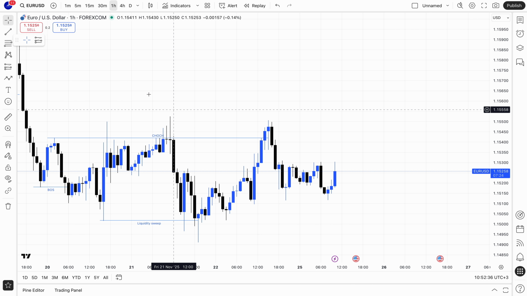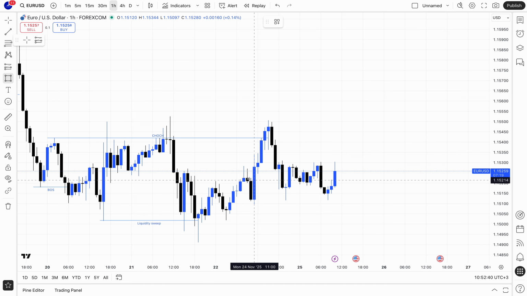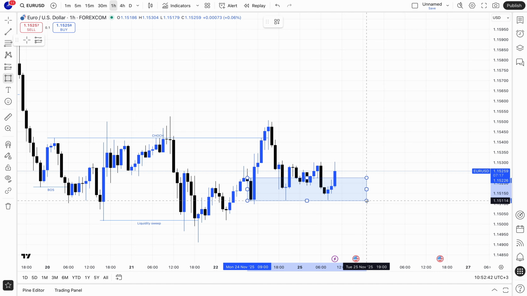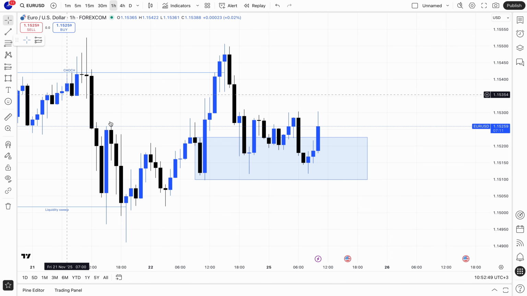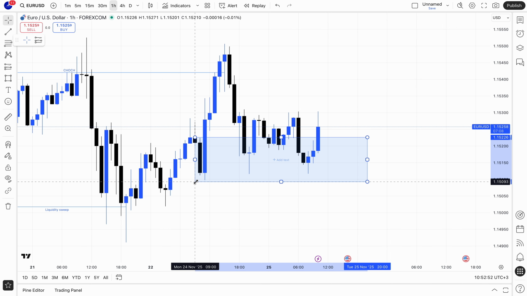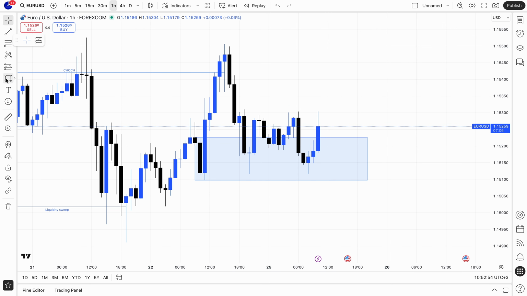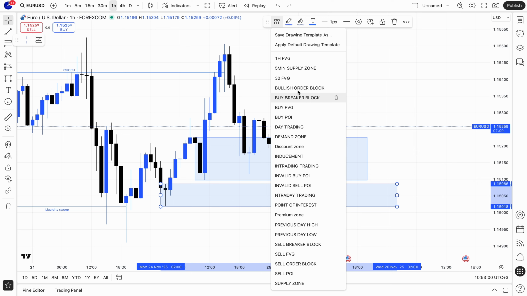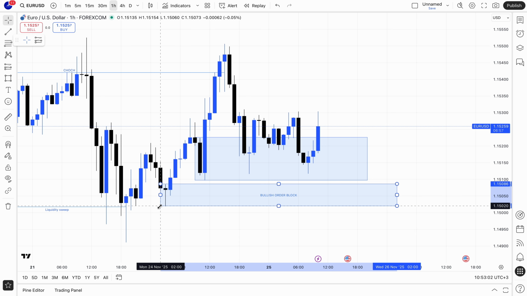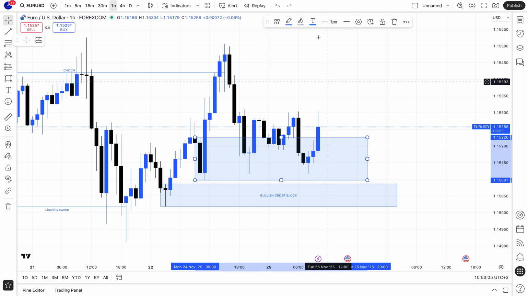It's very, very simple. You can see we have our first order block, which is this one, and the price reacted very, very well from here, and you can see it. Have our second order block, which is this one. Let's mark it order block, and have another order block, which is also there.